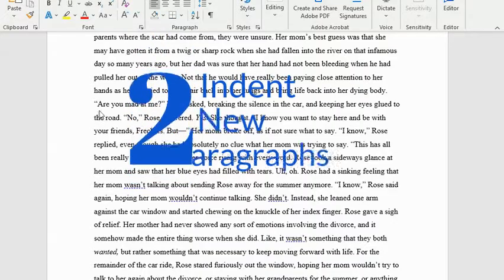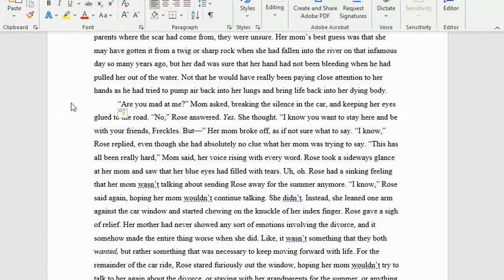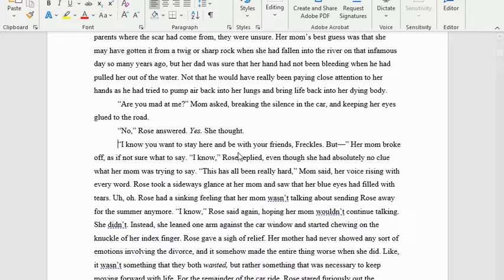The second tip is that you should always indent new paragraphs. Every time you have a new idea or a new character speak, you need a new paragraph, and all paragraphs should always be indented, including dialogue.